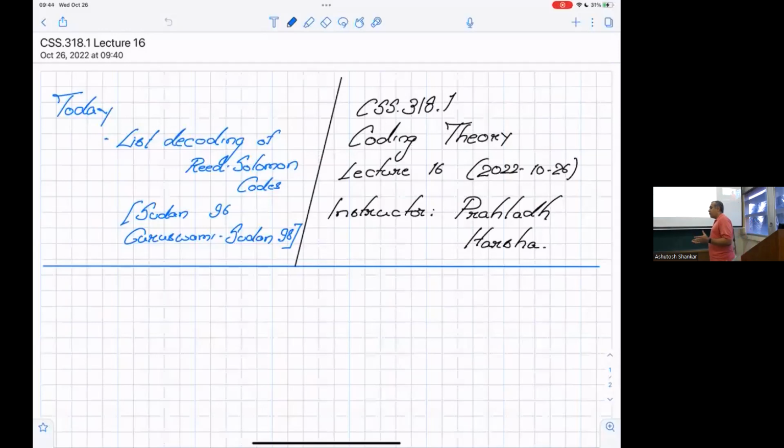But all of these were combinatorial results. They showed there exists a code which is list decodable all the way up to 1 minus rate. This was a probabilistic construction. And they said that every code is list decodable up to the Johnson radius. Both were combinatorial.